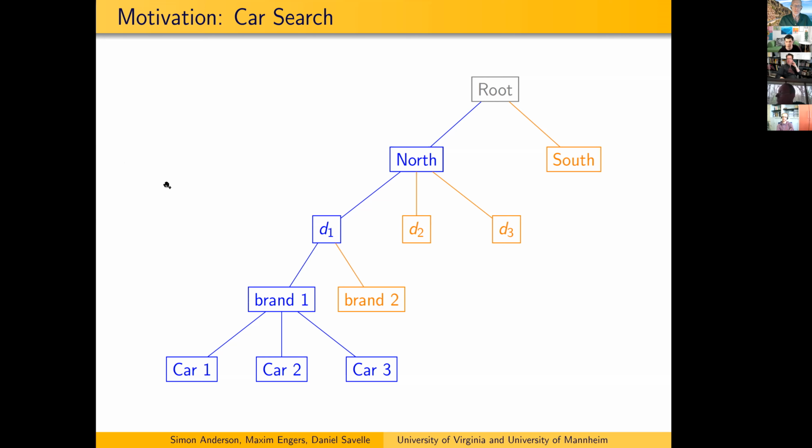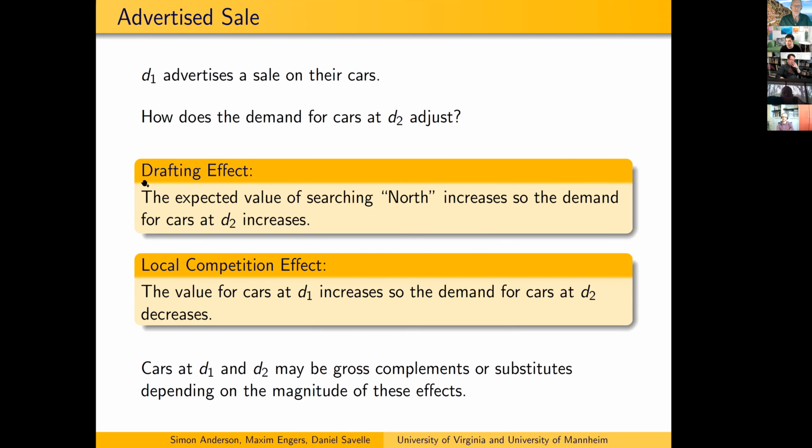Now for this one example, we're going to think about 2 versions of a price change. The first one's going to be an advertised price change. So D1, dealer 1, adjusts the prices on all their cars downward and displays this to the consumer. So the consumer knows this prior to starting their search process. And we want to know how the demand for cars at dealer 2 adjusts. There are 2 effects that are going to happen in a search model. The first one is that searching north of town is now going to be a better value proposition. So the consumer is more likely to aim north first or at all.